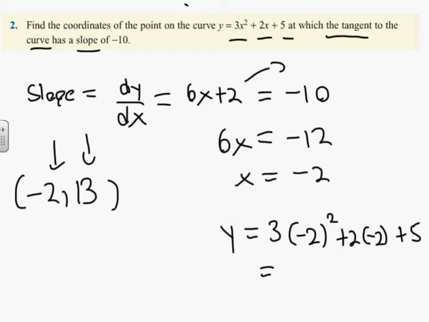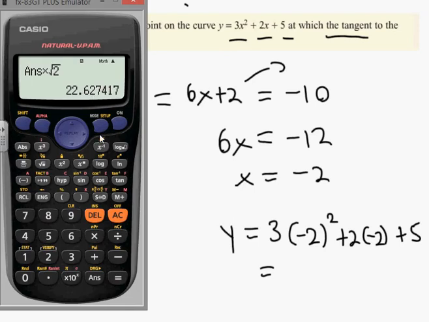In yesterday's class, I also taught you that you can use the calculator to do this. You can enter in the formula, and once you enter in the formula, you want to find out when x is minus 2. So you can say starts at minus 2, ends at whatever, and look, there it is, the point minus 2, 13. Everybody see that?